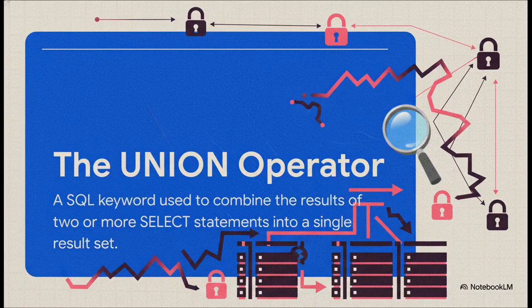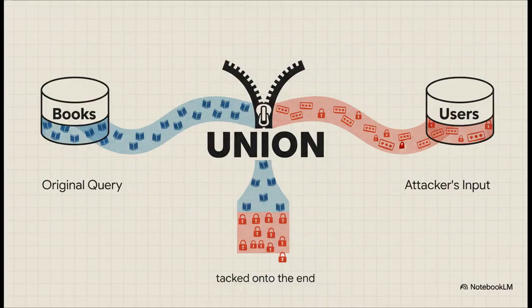And the attacker's skeleton key for this is the union operator. Now, union is a perfectly legitimate SQL feature. It's designed to let you merge the results from two different queries into one neat package. But an attacker can abuse this to piggyback their own malicious query right on top of the application's normal, everyday query. This slide shows exactly how that hijacking works.